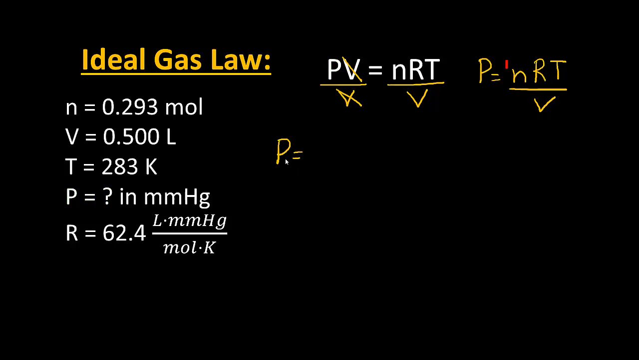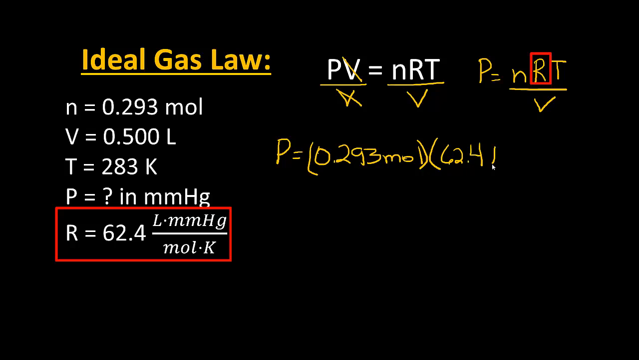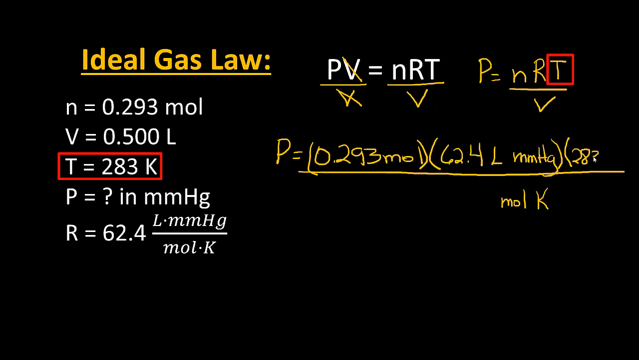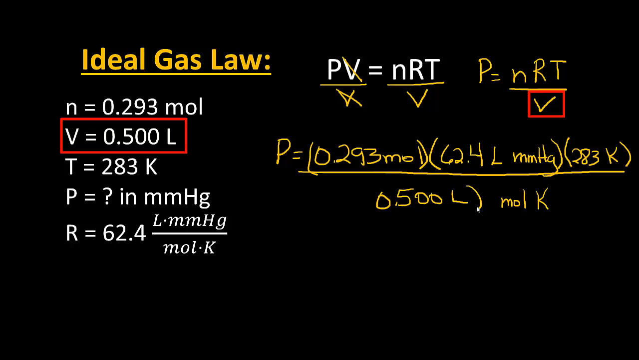Now I'm going to plug those in. The number of moles I have is 0.293 moles times my R, which is 62.4 liters times millimeters of mercury per mole Kelvin. My temperature is 283 Kelvin, and I'm dividing by my volume, which is 0.500 liters. Now I'm going to cancel out my units. I have a mole on top and a mole on bottom, so they cancel. I have a liter on top and a liter on bottom, so they cancel. I have a millimeter of mercury on top, but I don't have one on bottom, so I'm going to keep that. I have a Kelvin on top and a Kelvin on bottom, so they cancel.